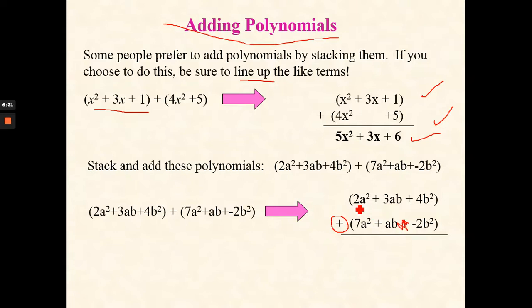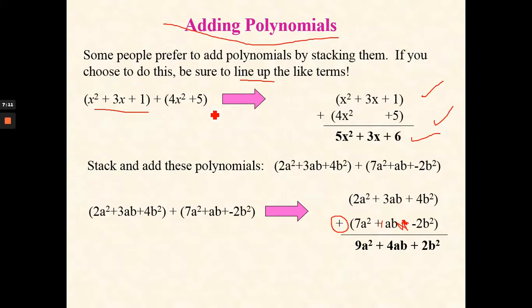So you now follow the rules in adding integers. 2 plus 7, that is 9. 3 plus 1, that is 4. And 4 plus negative 2, that is 2. So that is now the sum of the two polynomials. This is the vertical way of adding polynomials. See to it that the terms are lined up.